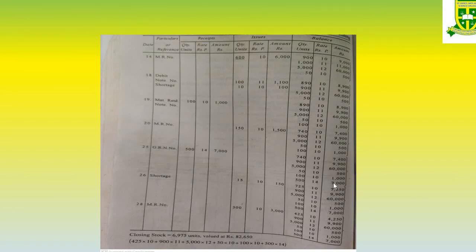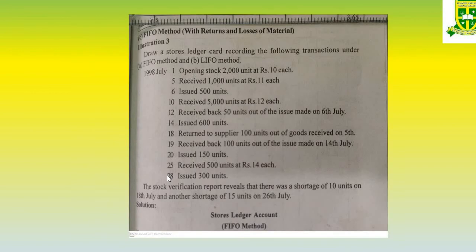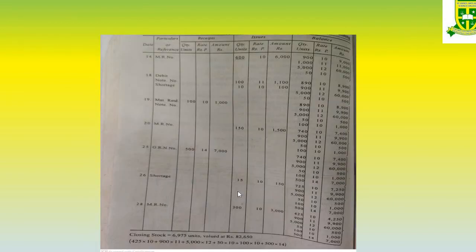500, 14, 7,000. And on 26th, there is a shortage in the manufacturing process, so we have to issue again. How much do we have to issue? 15. What is the stock available first? 740. From 740 I have to issue 15 units at the rate of 10. A shortage is nothing but, while doing the manufacturing process, there is a need of material, so I want to supply it, like an issue. So 10, 150. From 740 I have issued 15. The balance is 725, 10, 7250.